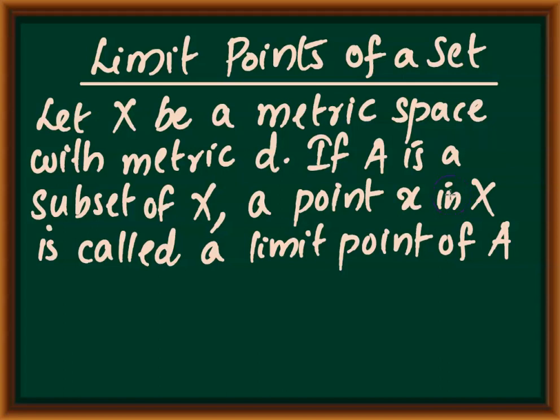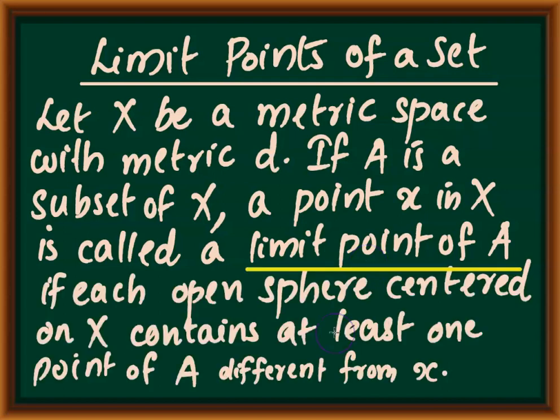Limit points of a set. Let X be a metric space with metric D. If A is a subset of X, a point small x in X is called a limit point of A if each open sphere centered at small x contains at least one point of capital A different from x.